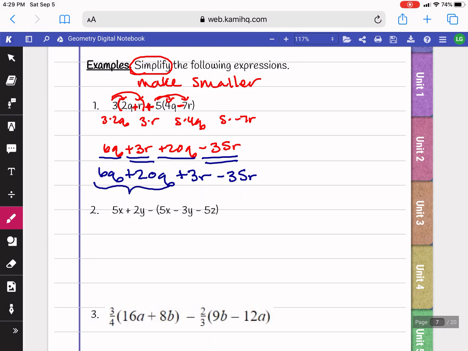Now we combine 6q plus 20q is 26q. And 3r minus 35r is negative 32r. So that would be your simplified expression.